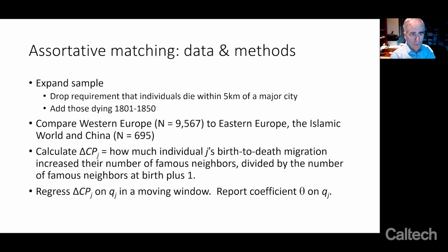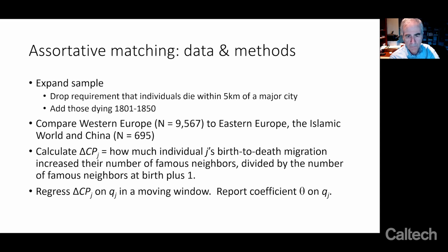So what we're going to do with this sample is calculate what we'll call the change in creative potential. How much does a particular individual's birth to death migration increase the number of famous neighbors that they have? The size of a neighborhood, I think, is 100 kilometers, and we're going to normalize it by the number of famous neighbors at birth plus 1. So if this is a century in which everybody has a famous neighbor, we wouldn't have to do the plus 1 part.